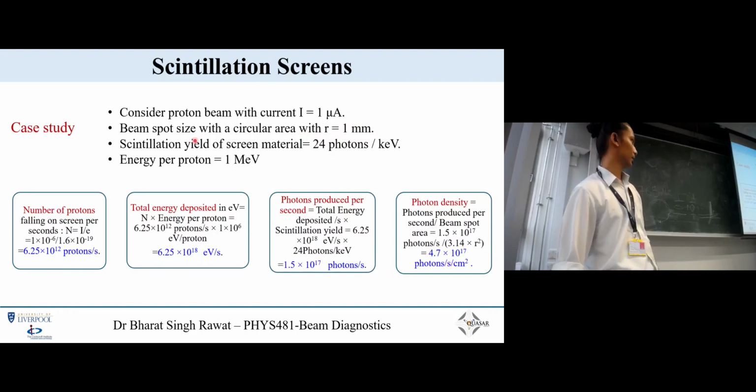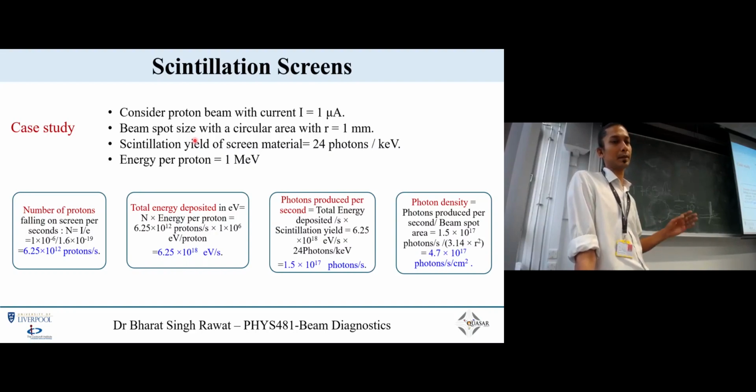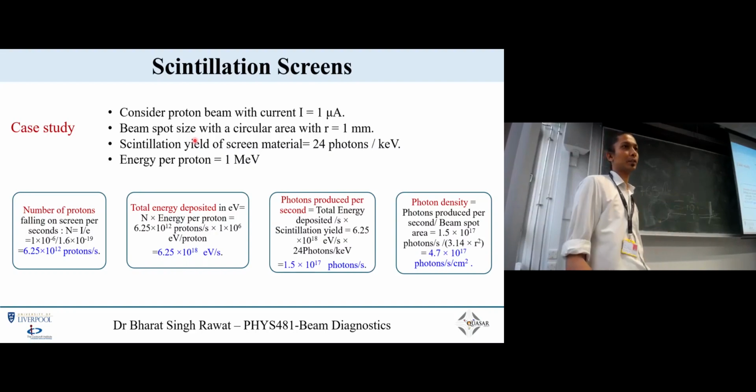So this kind of calculation can help you estimate the material that you need for a particular, let's say, proton beam. And based on your camera and how many photons it can detect, you can estimate what kind of scintillation material you need to use. We do this kind of calculation whenever we want to buy, let's say, some scintillating screen or other kinds of materials.